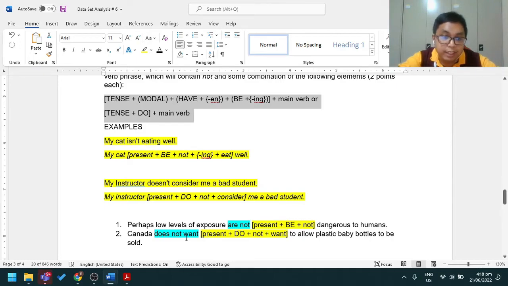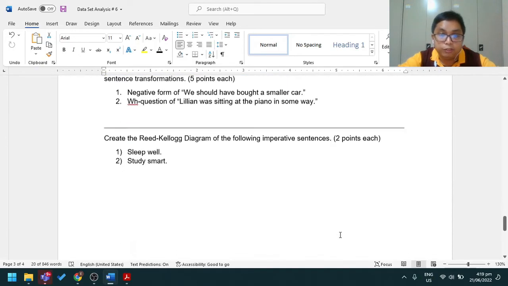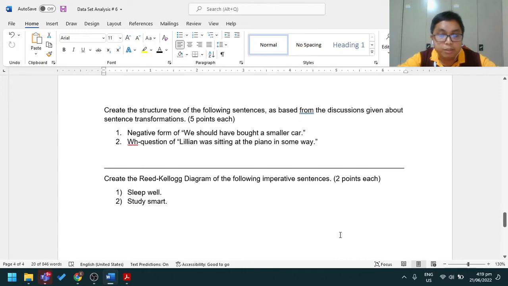Then you also have, Canada does not want to allow baby plastic bottles or plastic baby bottles to be sold. Your main verb phrase here is does not want. Therefore, you have present plus do plus not plus want. Now for the rest of the diagrams, this will be given in a separate picture mode.